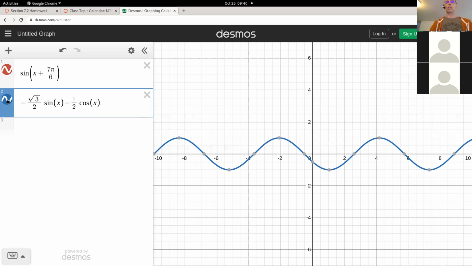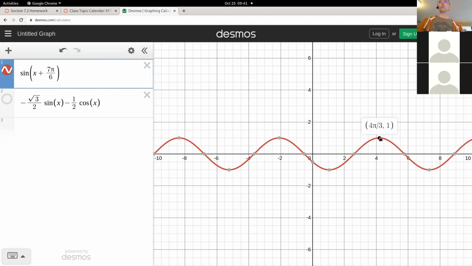All right, so it looks like, according to Desmos, I did the right thing. We could check a couple of points. This one has a max, first positive max at 4 pi over 3, 1. That's the blue function. Turn that off. The red function should have that same max, 4 pi over 3. Max is 1.